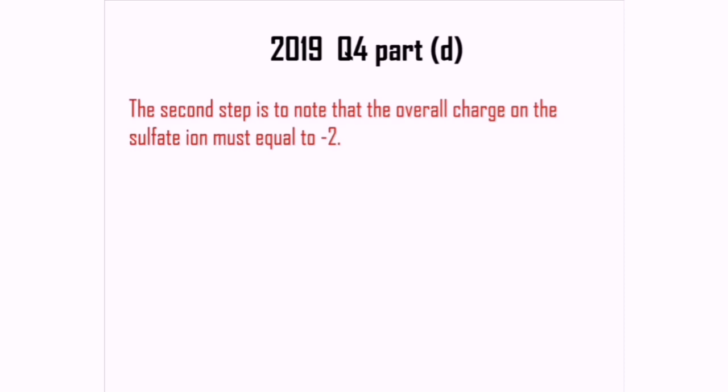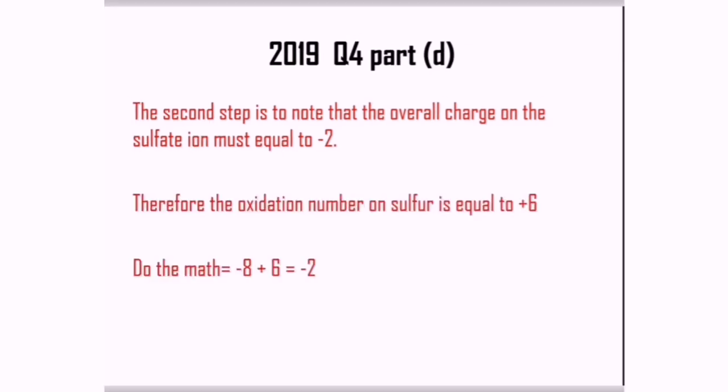The second step is to note that the overall charge on the sulfate ion should equal -2. Looking at the sulfate ion, it actually has an overall charge of -2. So therefore, the oxidation number of sulfur is equal to +6. So think of it this way: what number would give me an overall charge of negative 2? Well, a negative 8 plus 6 gives you negative 2.